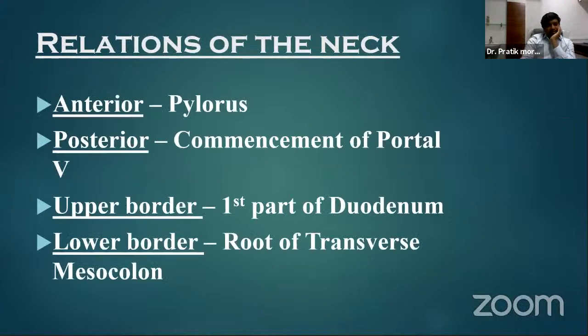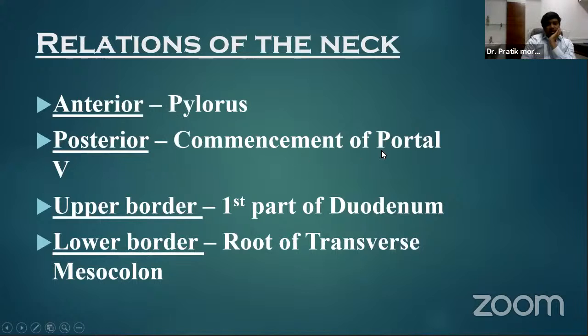Relations of the neck of the pancreas. Anteriorly, it has the pylorus. Everybody knows the pylorus is a gatekeeper of the stomach. That is the end part of your stomach. So anteriorly, what is present? Pylorus. That's why, in the relations of the stomach, you know that the pancreas is always present in the stomach bed. This stomach bed is nothing but the posterior relations of the stomach. So anteriorly, obviously, the neck has the pylorus. Are you getting me?